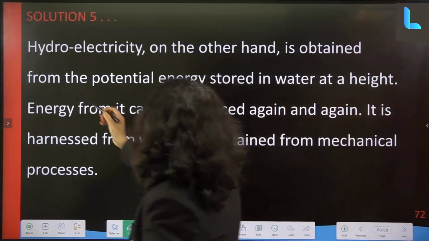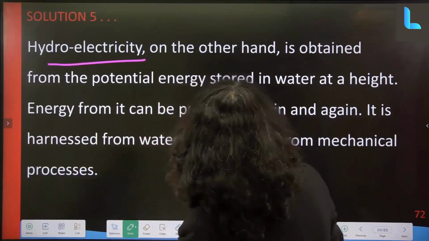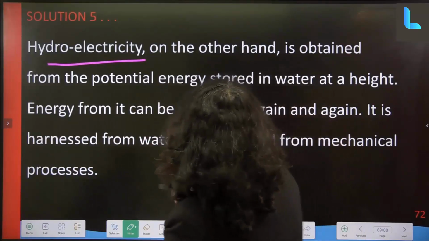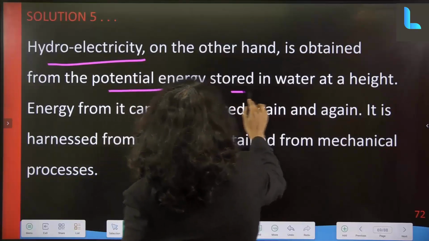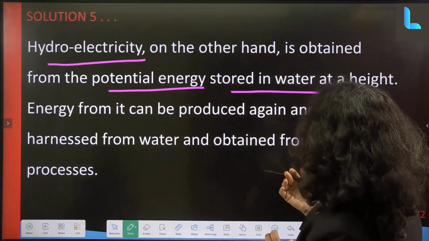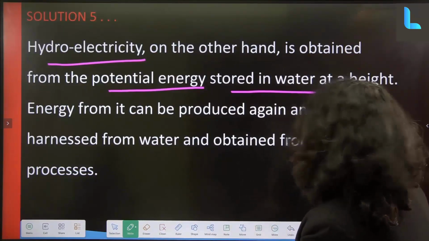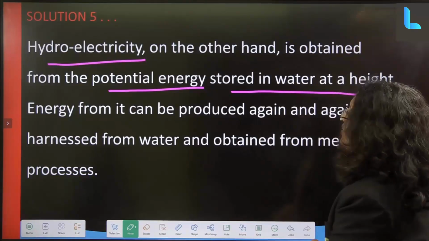Then hydroelectricity is electricity generated by water, obtained from the potential energy stored in water at a height. Energy from it can be produced again and again. It is harnessed from water and obtained from mechanical processes.